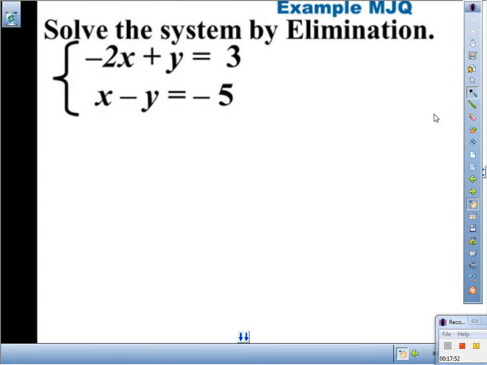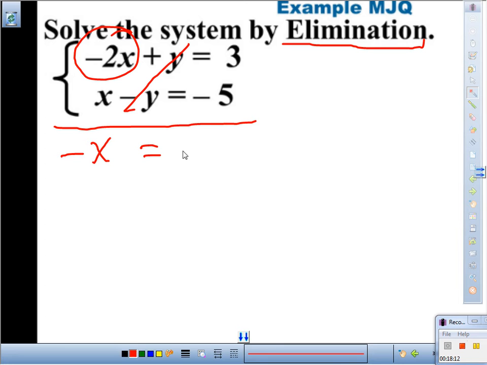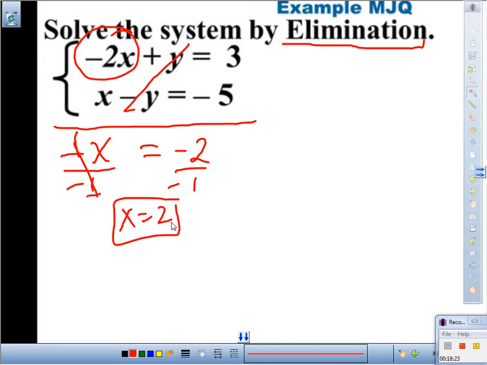Here it goes. Elimination is basically combining both equations. What is -2x plus x? -x. What is y minus y? 0. They cancel. That's why it's called elimination. Equals... what is 3 minus 5? -2. Am I done? Divide by -1. Therefore, x equals 2. And what do we do with that? Substitute into one of the two equations and solve for y. Copy that and finish it off, please.